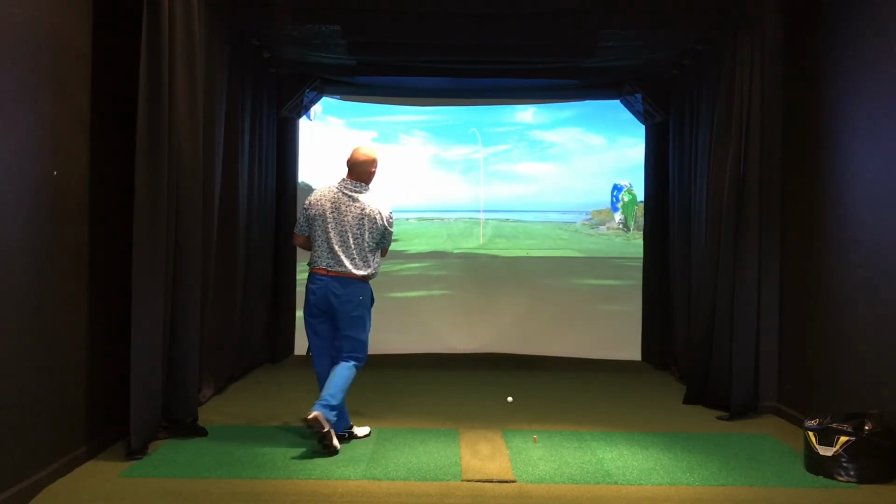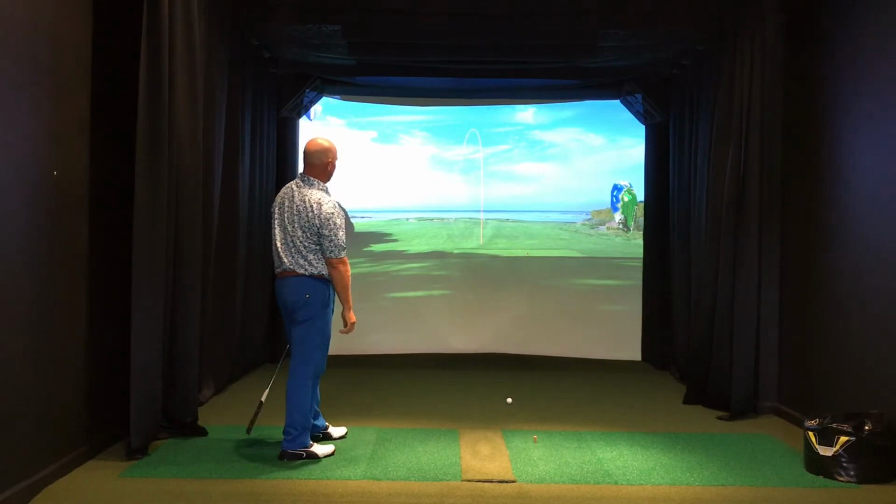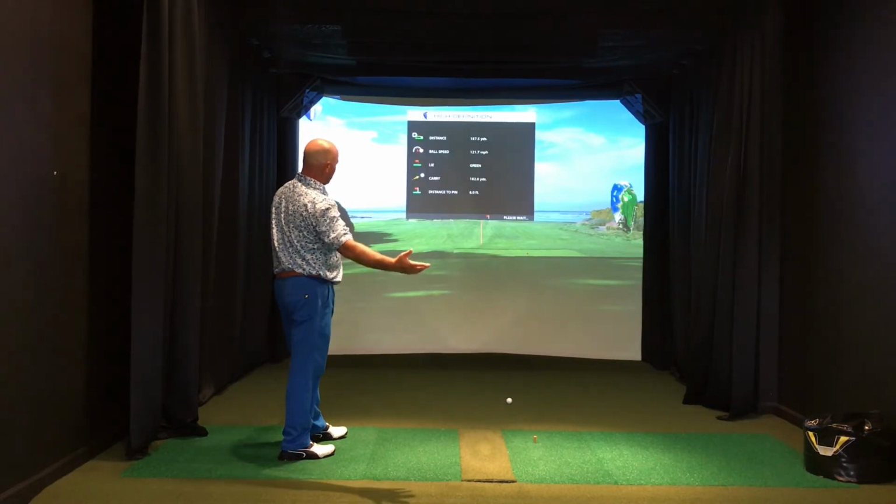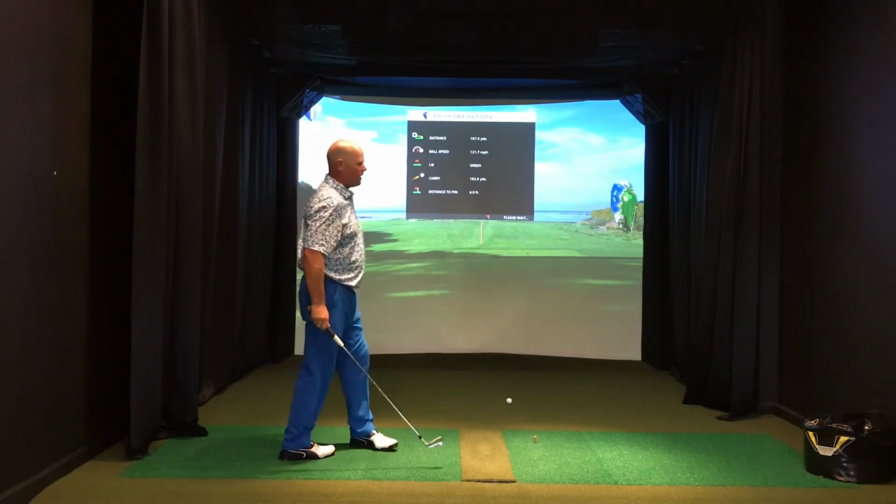So really good swing. We got it started out in our start window there. We're drawing it back towards the end target. That one worked out great. 6 feet from the pin. We'll take that all day.